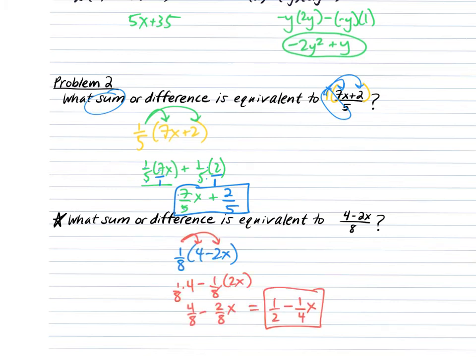Okay, and then here is our solution. You distribute this 1/8, and then 4 divided by 8 is 1/2, 2 divided by 8 is 1/4.